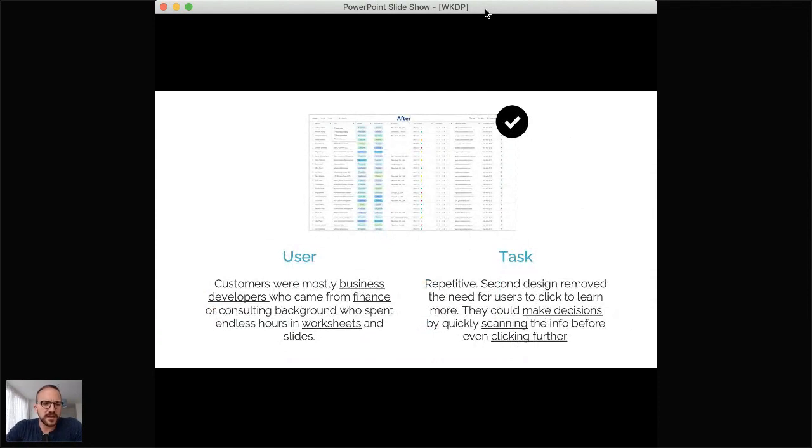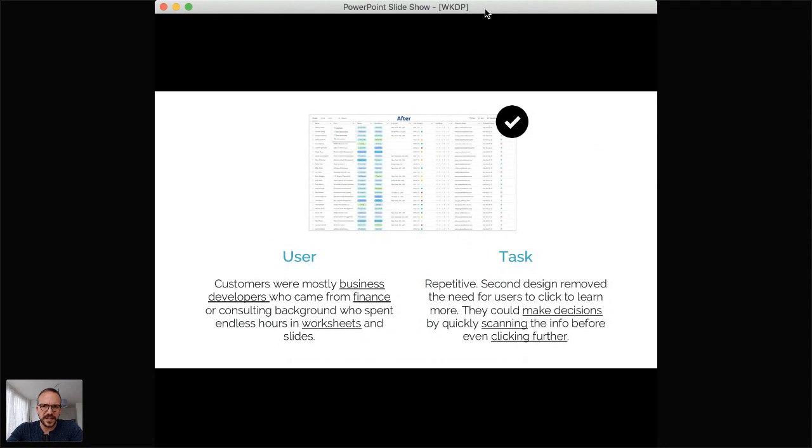Now, this specific execution removed the need for users to click to learn more, right? They could also make decisions by quickly scanning the information before even clicking further. At a glance, they could just see the whole data set related to the specific people that were listed in that spreadsheet, right? So this, again, understanding the types of users that you are designing for, understanding this task, right? Understanding how this is actually a very repetitive task that they do several times in a single day. So minimizing the time, minimizing the number of clicks, and making it really easy to scan across a variety of different data points. This is why this solution was the more effective one, right?